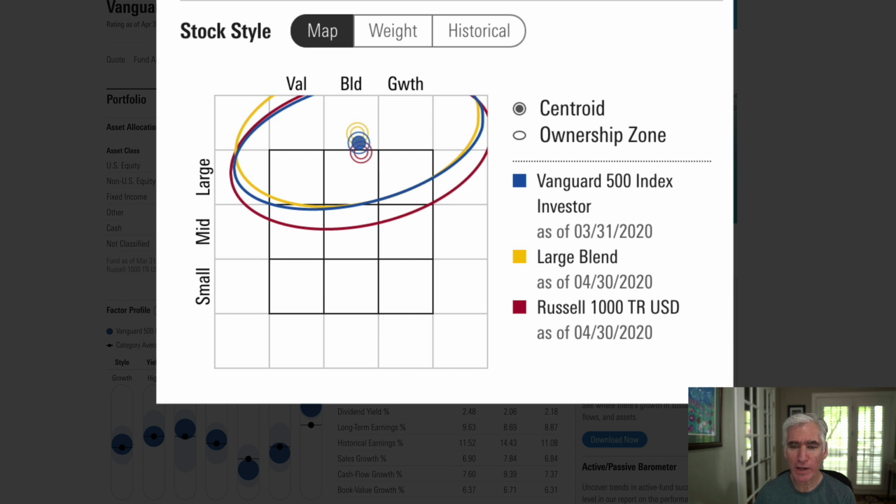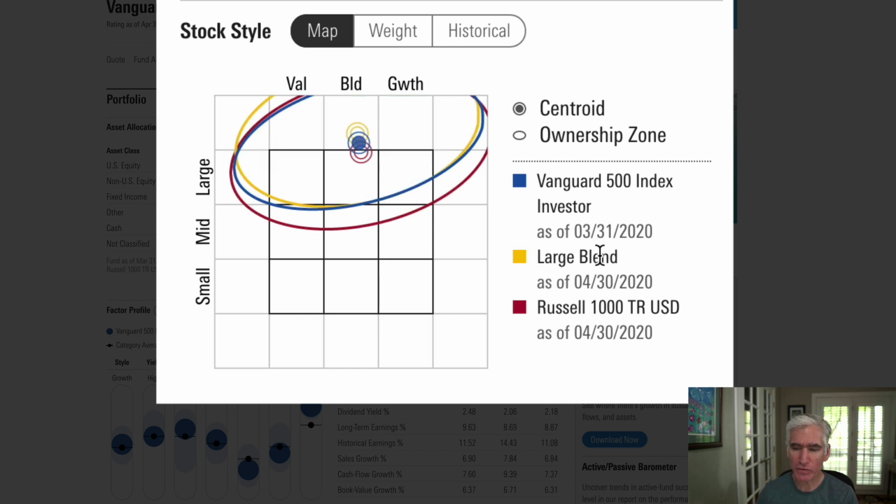So for example, here, the blue is the Vanguard 500 index fund, and if we hover over it, it'll highlight it. And the circle, well, it's not really a circle, an ellipse, I guess, tilted one way. That shows you where all of the companies in this fund fall. The dot in the middle would be the weighted average. And so you can kind of get a better glimpse of where all of the companies in that fund fall.